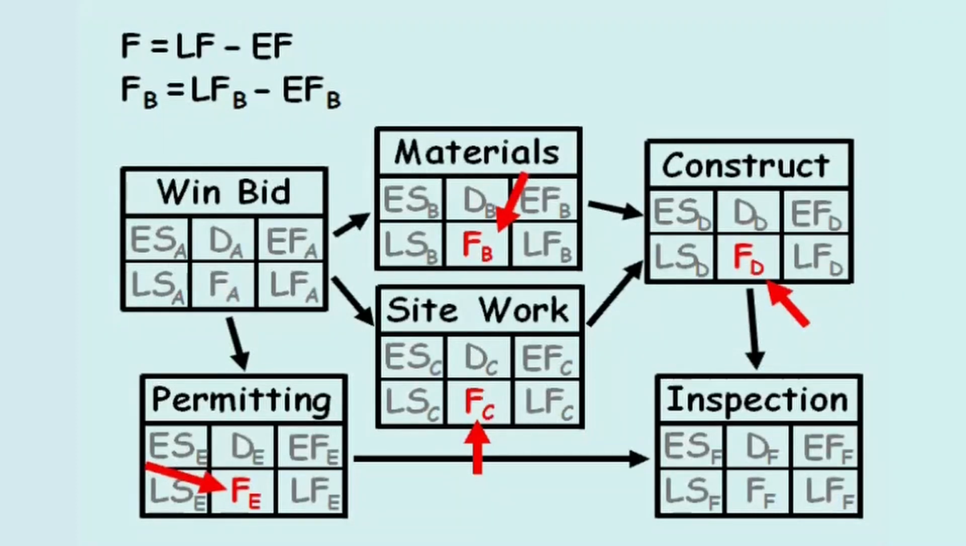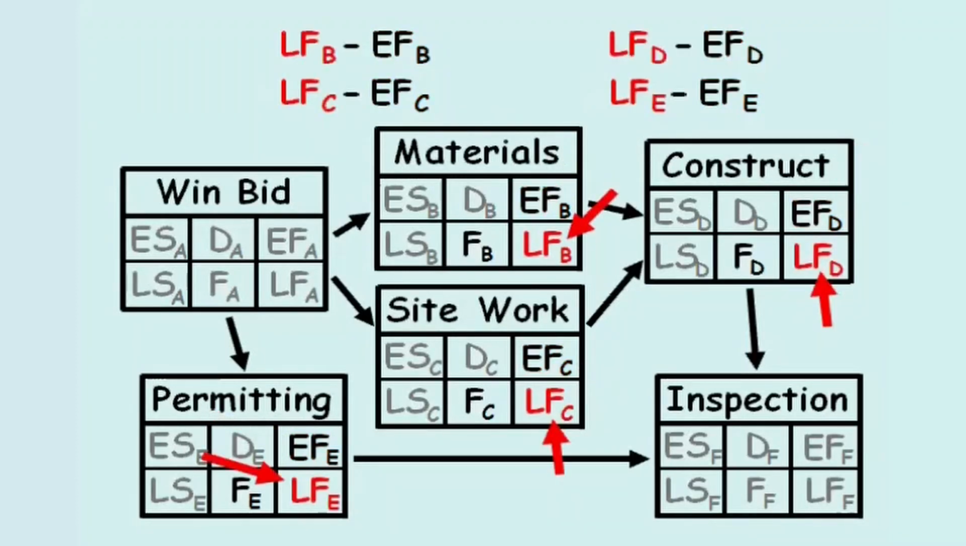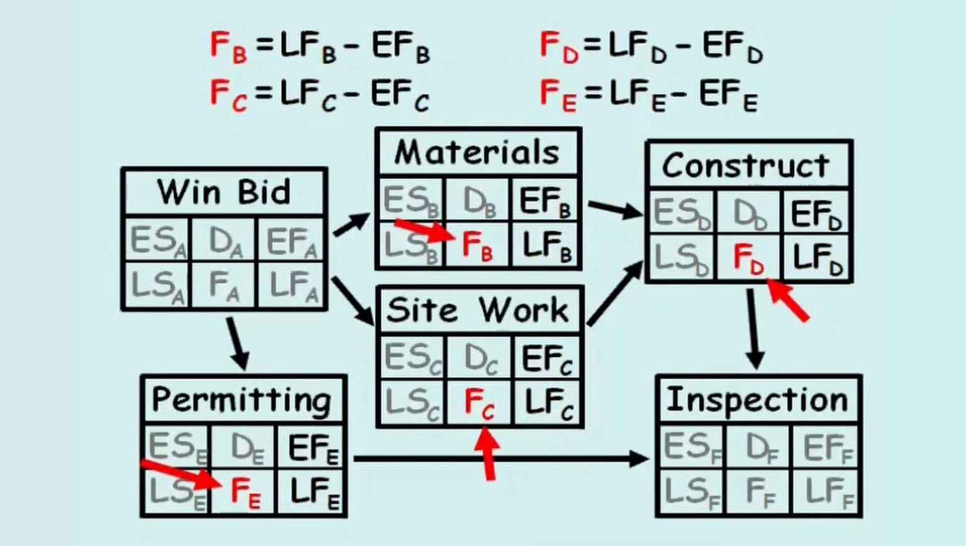To do so, we'll first make a forward pass through the network to compute the early finish of these four activities. After that, we'll make a backward pass to compute the late finish of each activity, and finally, we'll compute the total float of these four activities.